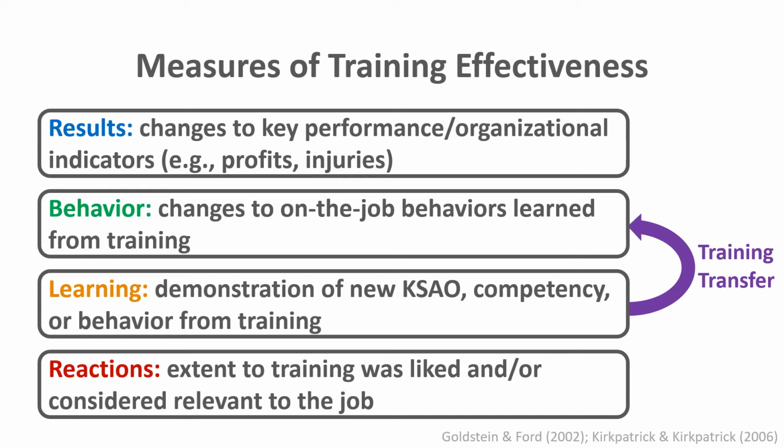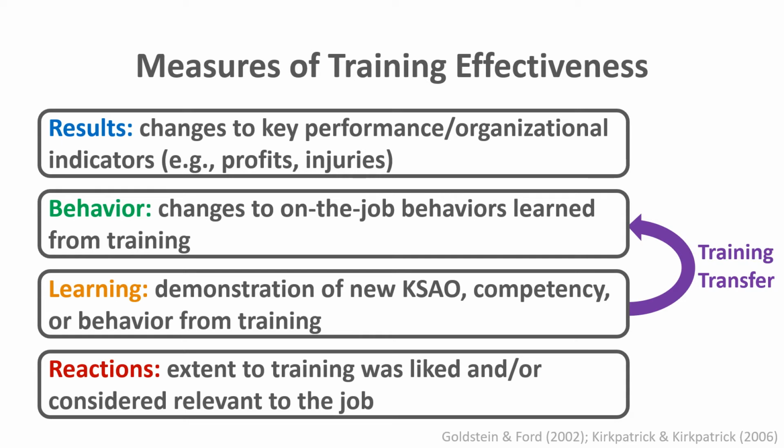So again, the four different measures of training effectiveness are reactions, learning, behavior, and results. The higher you move up, going from reactions all the way up to results at the top, often the more convincing the evidence is going to be for different stakeholders, especially those at higher levels of the organization, when it comes to showing them how effective a particular training program actually was.